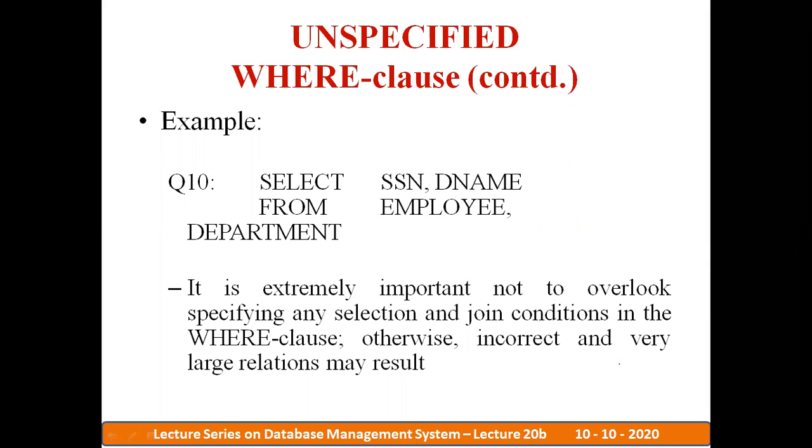The next one, as you can see, has two tables, employee and department, and you have not specified the where clause here. So what happens? It is extremely important not to overlook specifying the selection and join conditions in the where clause. Otherwise, incorrect or very large relations may result. As there is no where condition in this case, we are going to get the Cartesian product of employee and department, and we are going to get an incorrect result. That's why it is always preferred to use the where clause.